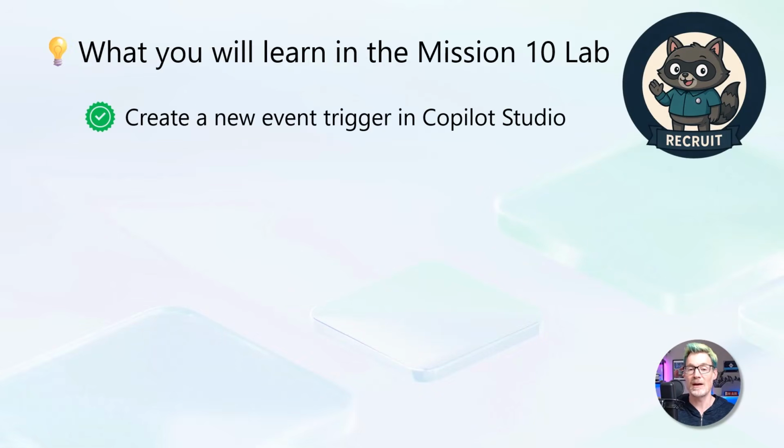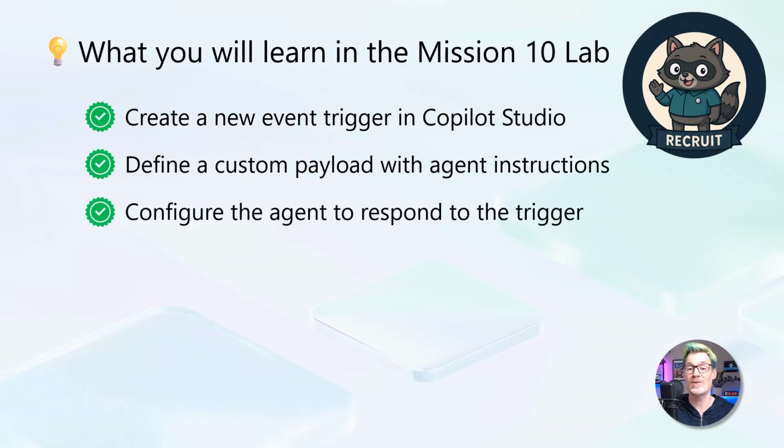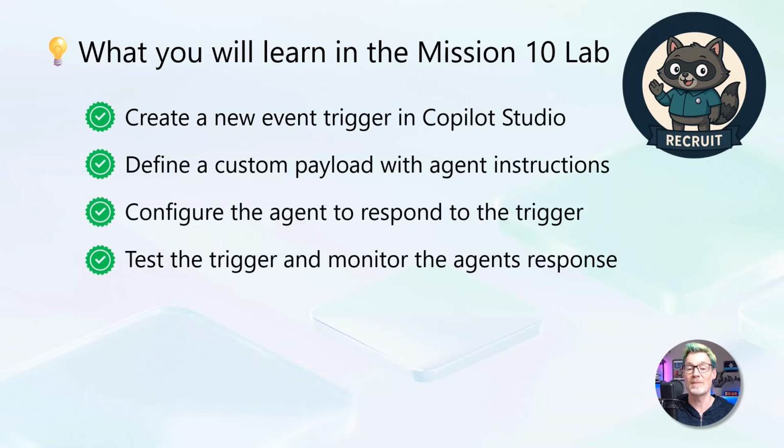So you're going to learn how to create a new event trigger in Copilot Studio, define a custom payload with instructions for the agent, configure the agent's response, and test everything to make sure that your agent is reacting in the way you expect it to.